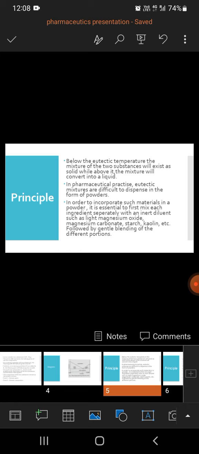Now when we come to the principles of eutectic mixtures, below the eutectic temperature, the mixture of the two substances will exist as a solid, while above it, the mixture will convert into a liquid.